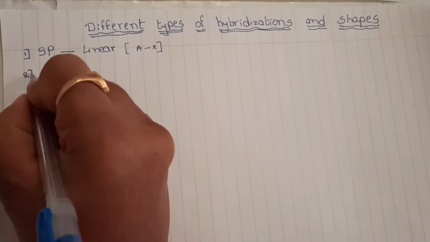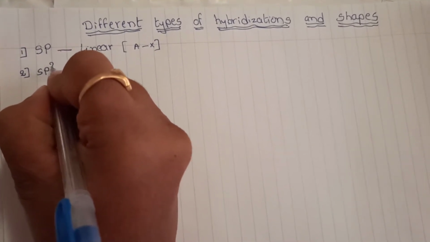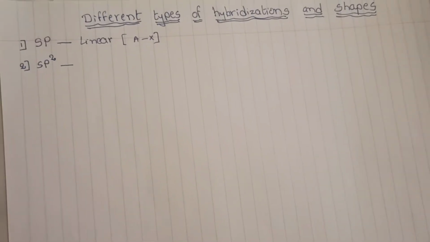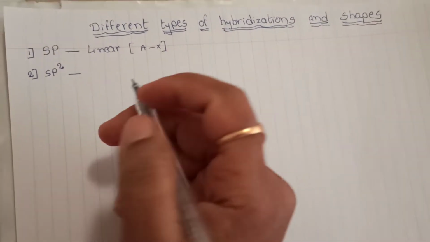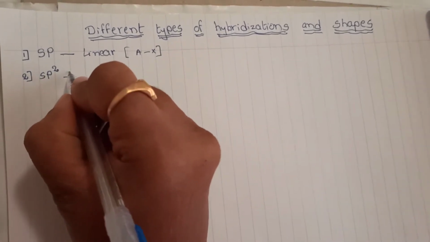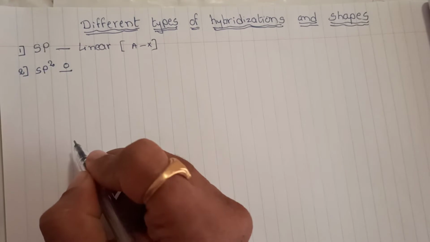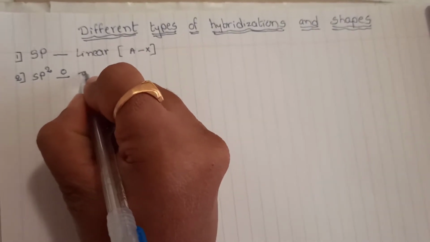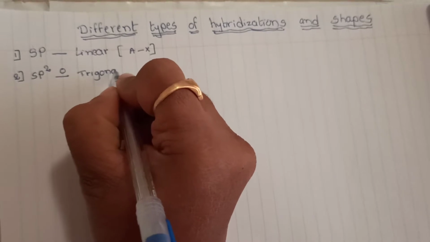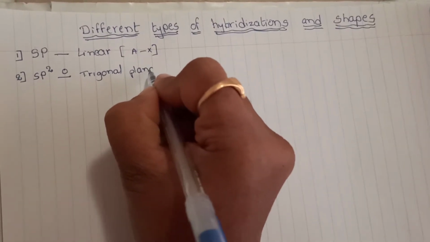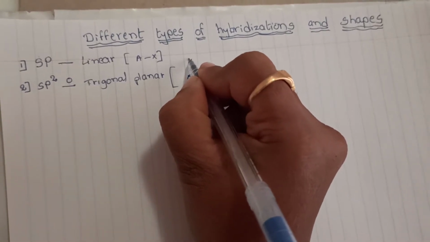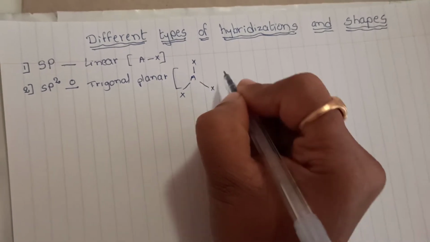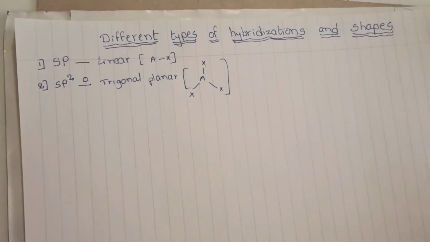Next, the second type of hybridization is when one s orbital and two p orbitals undergo hybridization and give sp2 hybrid orbitals, a total of 3 sp2 hybrid orbitals. In this case we have to consider how many lone pairs are present. Suppose there is no lone pair, means 0. Lone pair is 0, then the shape of the molecule is trigonal planar. Example, you can take BF3. This is the shape of trigonal planar.